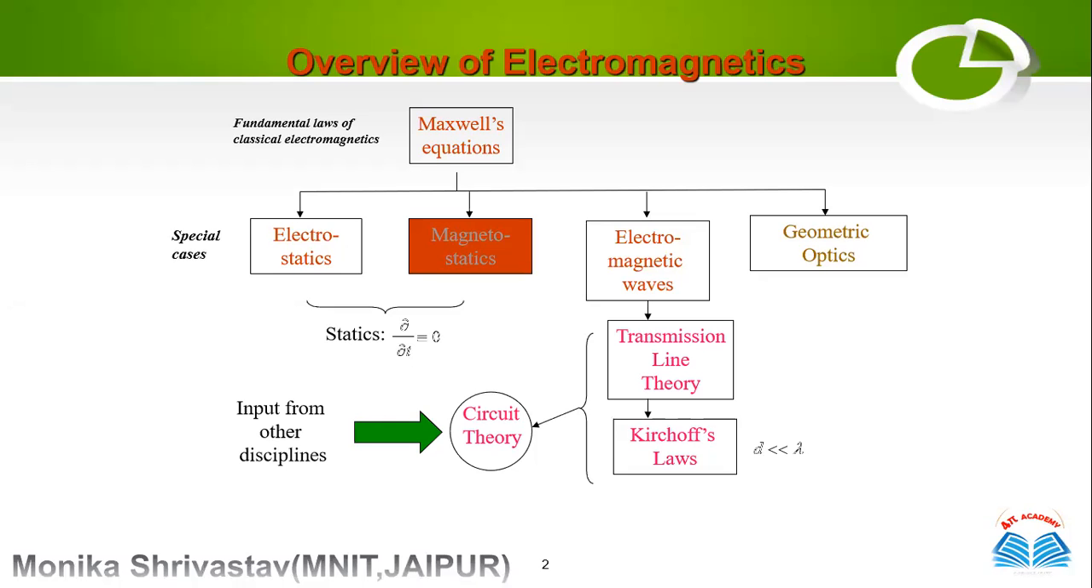So in our syllabus of NET, JRF, GATE and JEST, etc., we have divided electromagnetics into some parts. The first one is electrostatics, the second one is magnetostatics, the third one is electromagnetic waves, and the fourth one is geometric optics.